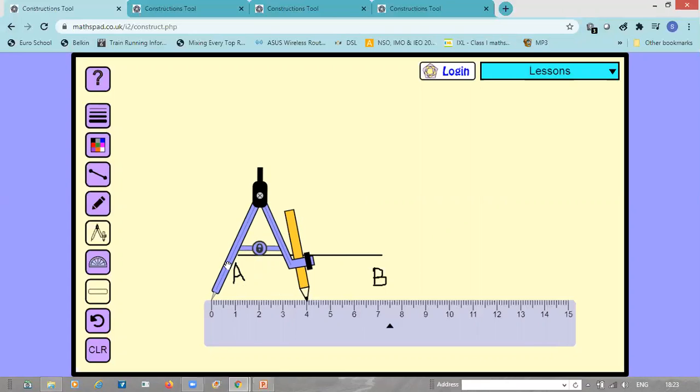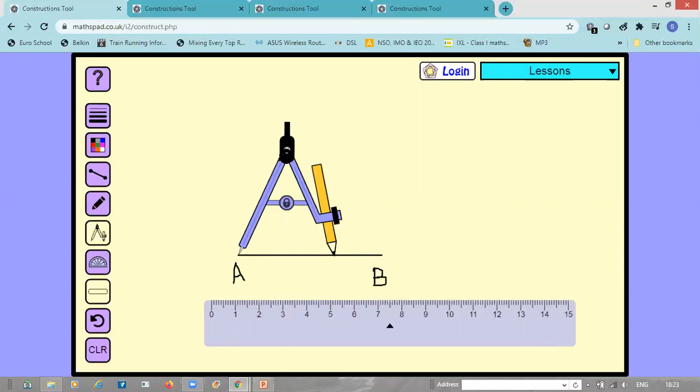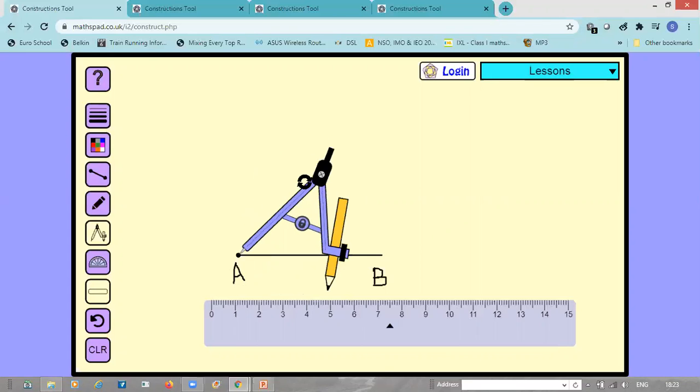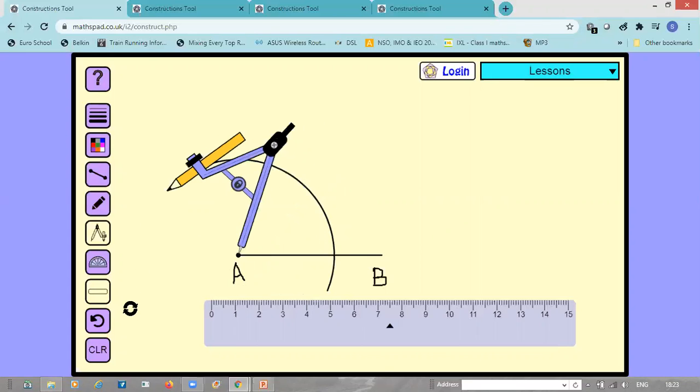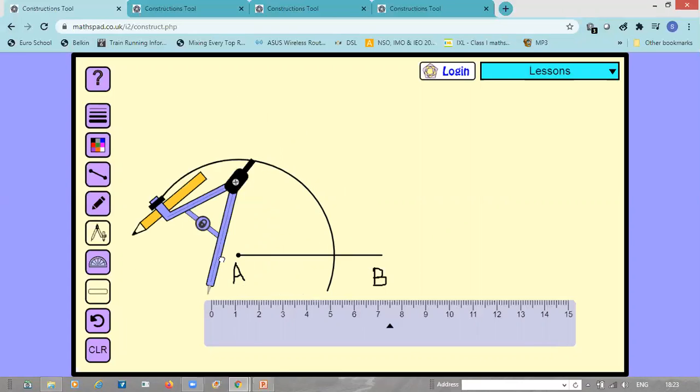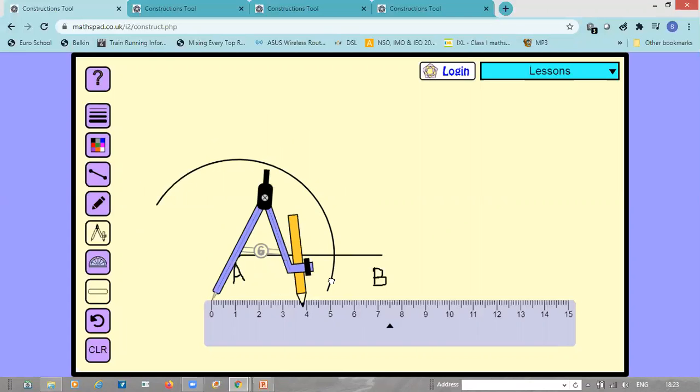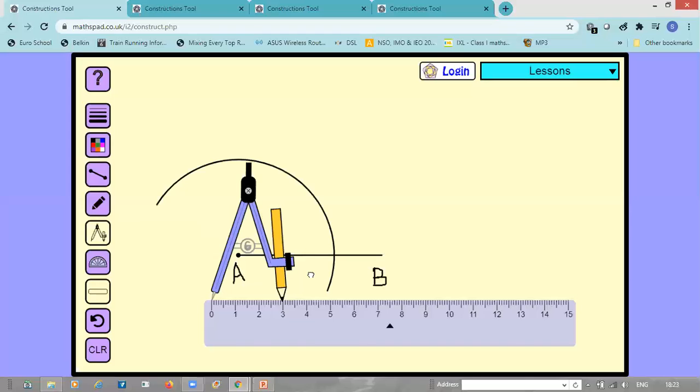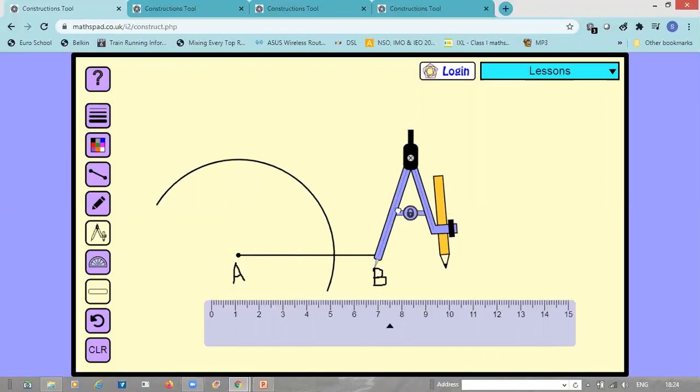Now bring your compass to point A and make an arc just like this. Now once again take your compass back to the ruler and take its radius as the shortest length you have, which in my case is 3 cm. Now bring your compass to point B and make an arc again.